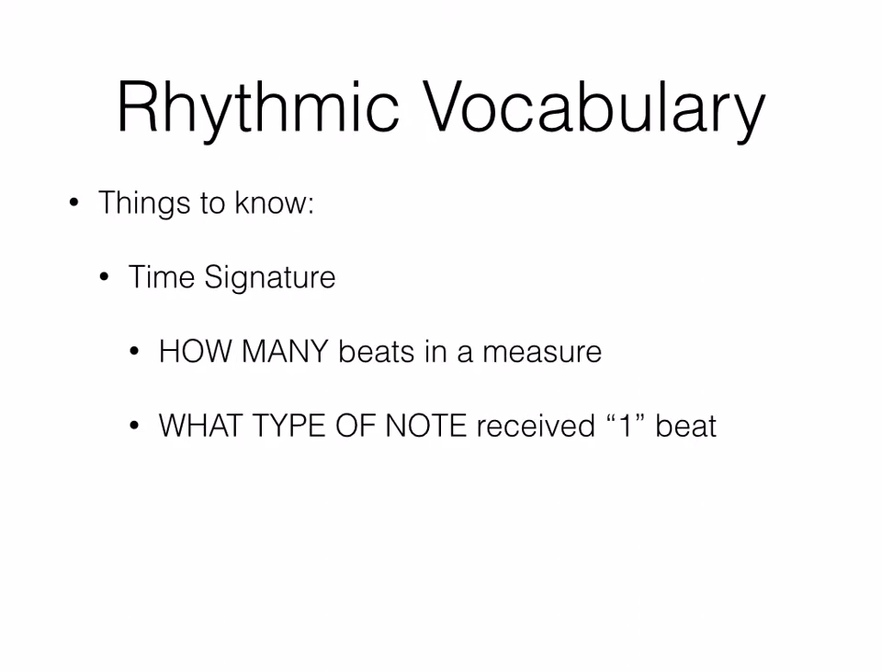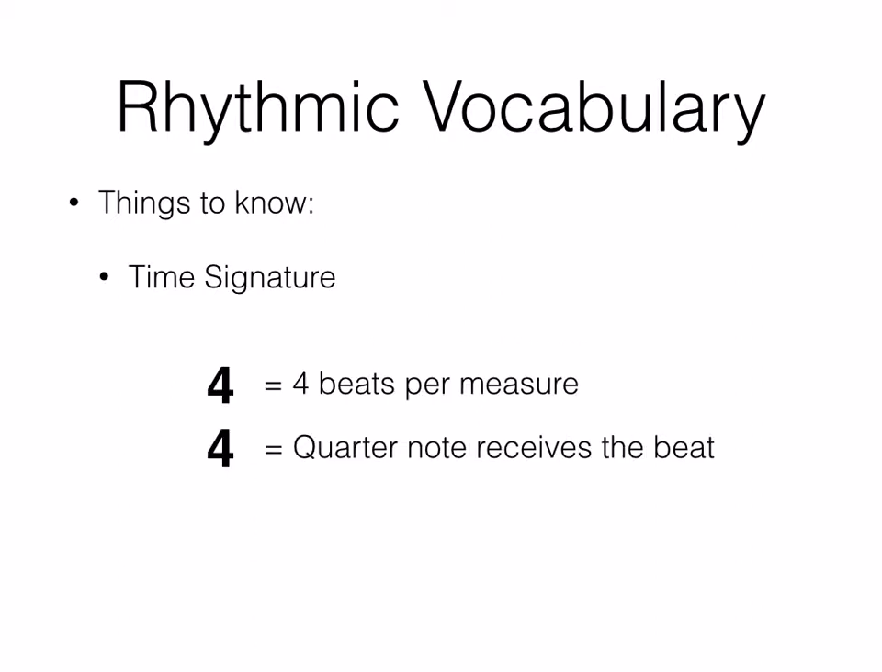All right, things that you need to know for rhythmic notation are things such as your time signature, how many beats are in a measure, what type of note receives one beat, which at some point that will change, but for now we typically use the quarter note. Your time signature looks like this. 4/4, there's 4 beats in a measure. The quarter note receives the beat. If we had 3/4, well, there'd be 3 beats in a measure. 2/4, there'd be 2 beats in a measure. Right now we're dealing with 4/4, 4 beats in a measure.